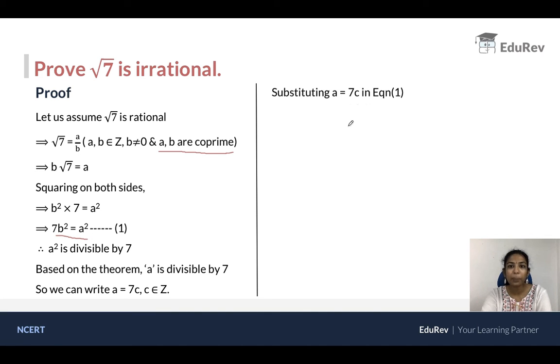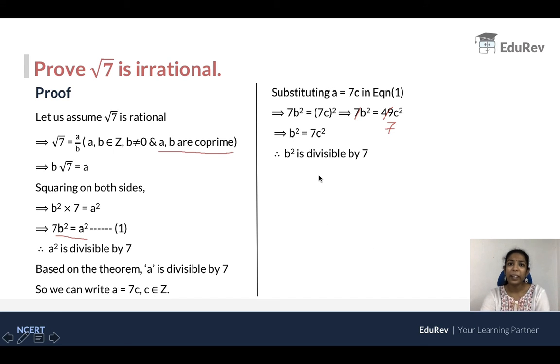So a square will be 7c whole square. What will be 7c whole square? 7 square c square, that is 49c square. So our statement is going to become 7b square is equal to 49c square. So 7 gets cancelled, right? 49 gets cancelled, right? 7 sevens are 49. So the value is b square is equal to 7c square. So if b square is equal to 7c square, that means what? b square is equal to 7 into something. So I can write 7 is a factor of b square, right? Or 7 divides b square.